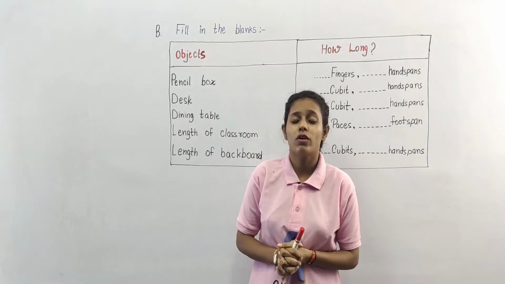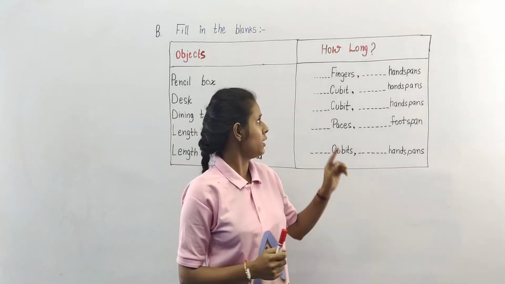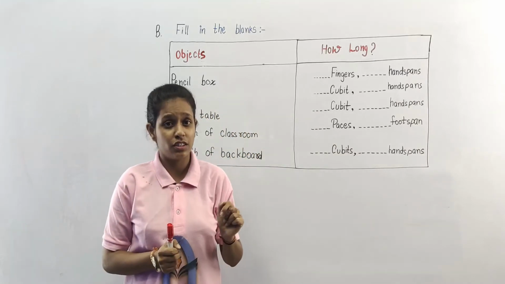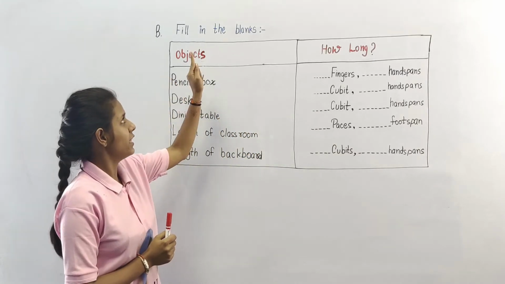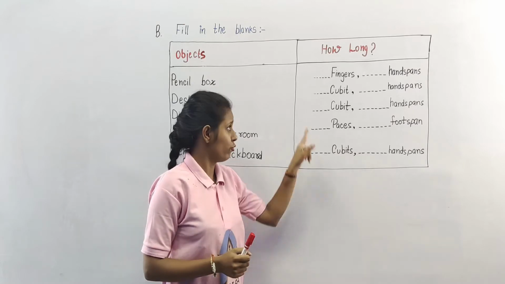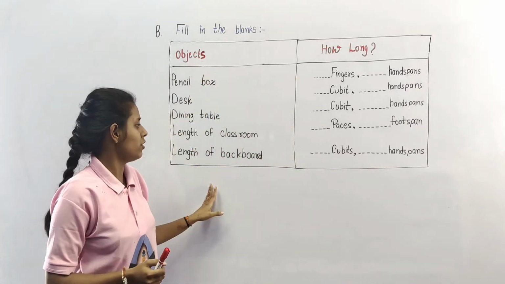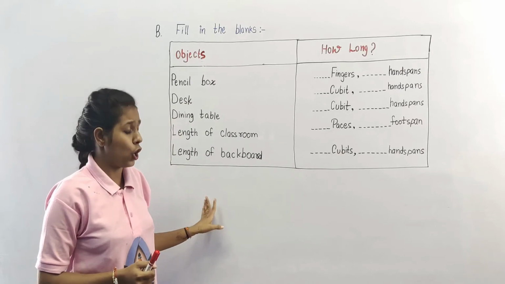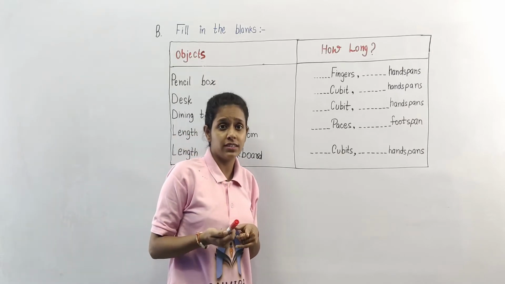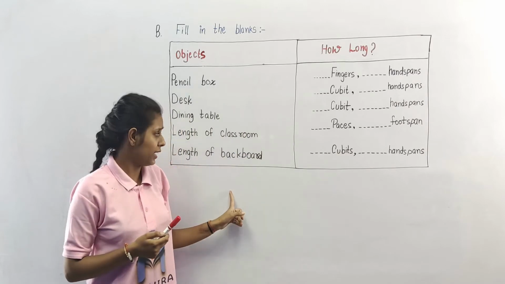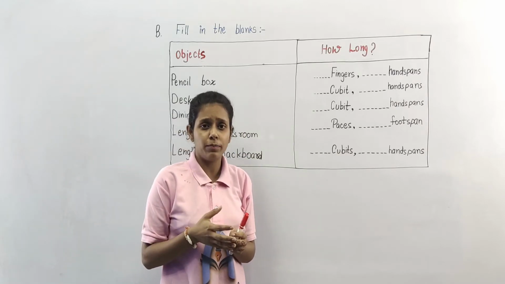Now, let's go to our next question. Question B. First, read the question. Fill in the blanks. In this question, we find some objects. You have to measure these objects with your body parts.